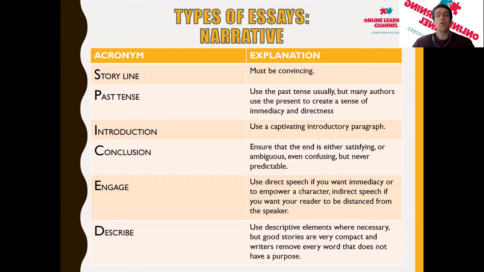particular essay. Conclusion, C: ensure the ending is either satisfying, ambiguous, or even confusing, but never predictable. This always gives the reader a sense of whether or not they are actually going to predict the end of the storyline. But it's always a good idea to try and bring across a unique and ambiguous ending that keeps the reader engaged and captivated.